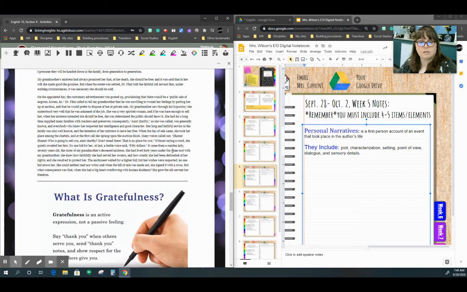She had lived 40 years under the same roof with my grandmother. She knew how faithfully she had served her owners, and how cruelly she had been defrauded of her rights, and she resolved to protect her. The auctioneer waited for a higher bid, but her wishes were respected. No one bid above her. She could neither read nor write, and when the bill of sale was made out, she signed at the cross. But what consequence was that when she had a big heart overflowing with human kindness? She gave the old servant her freedom.